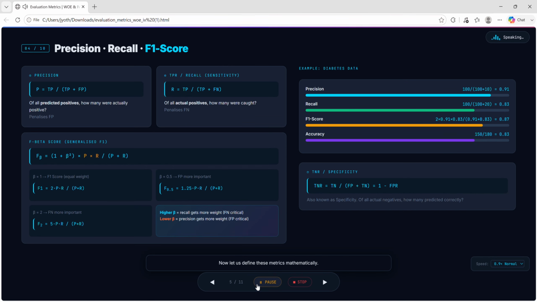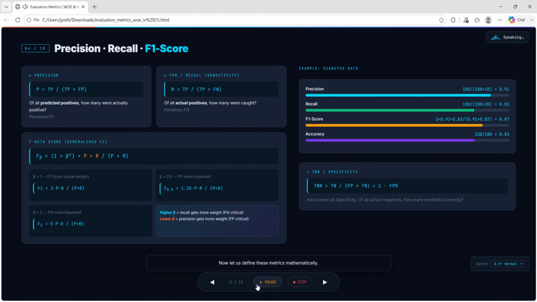Now, let us define these metrics mathematically. Precision equals true positives divided by TP plus FP. This answers, of all the cases I predicted as positive, how many were actually positive? A high precision means few false positives. Recall, also called sensitivity or true positive rate, equals TP divided by TP plus FN. This answers, of all the actual positive cases, how many did I catch? A high recall means few false negatives.